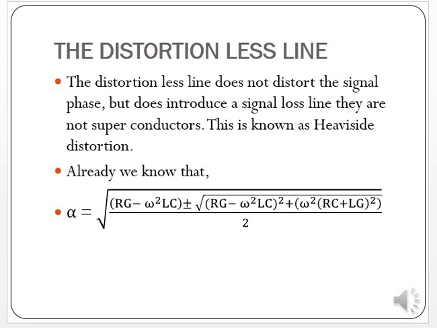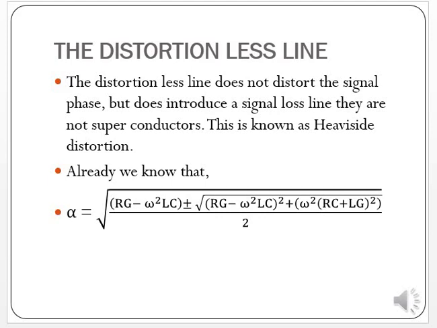Distortionless line. There should be a condition for a line to become distortionless. The distortionless line does not distort the signal phase but does introduce a signal loss, since lines are not superconductors. This is known as Heaviside distortion.